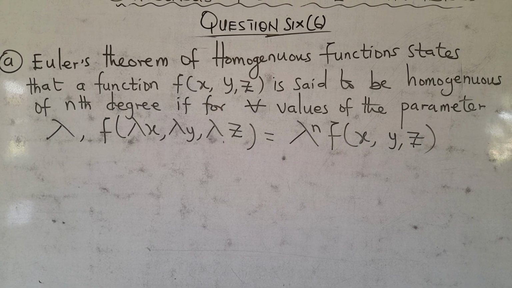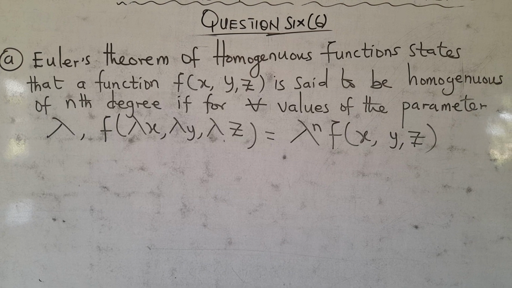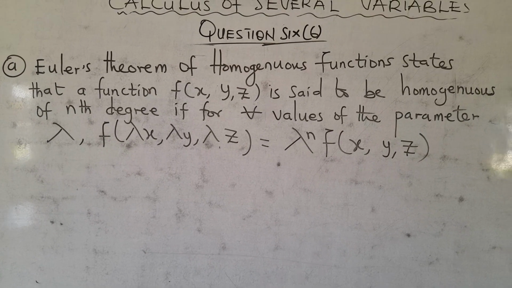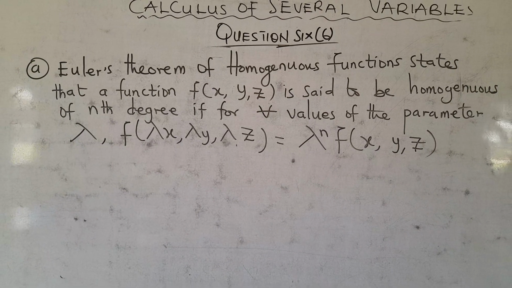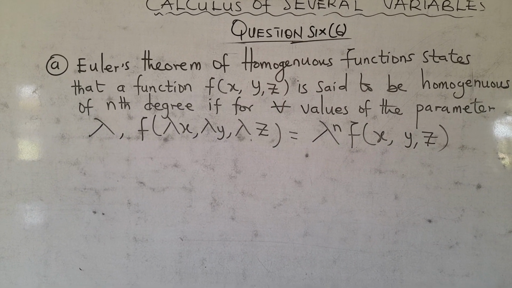So this, to a layman, means that you introduce a parameter lambda to affect all the independent variables of f. If you factor out a common parameter of lambda and you get a function back, that means the function is homogeneous. If not, the function is not homogeneous.